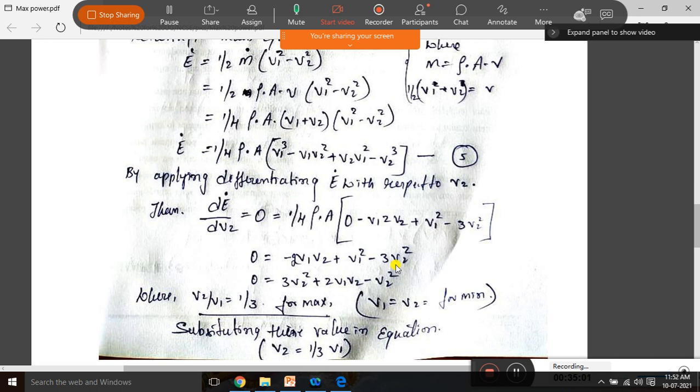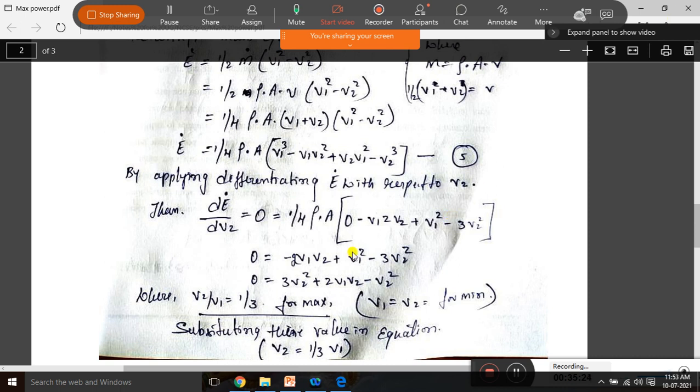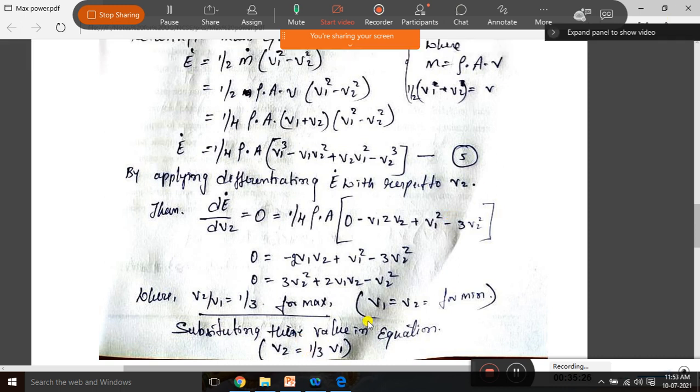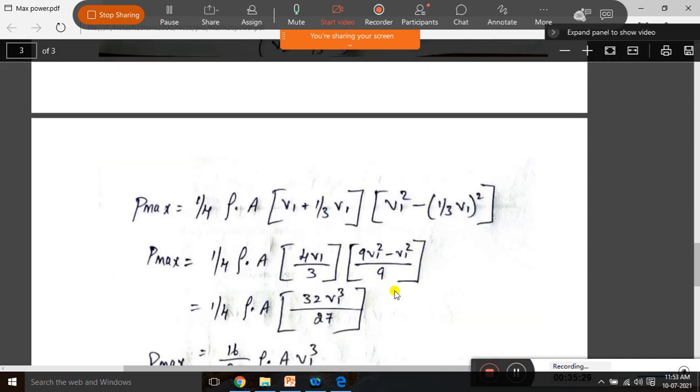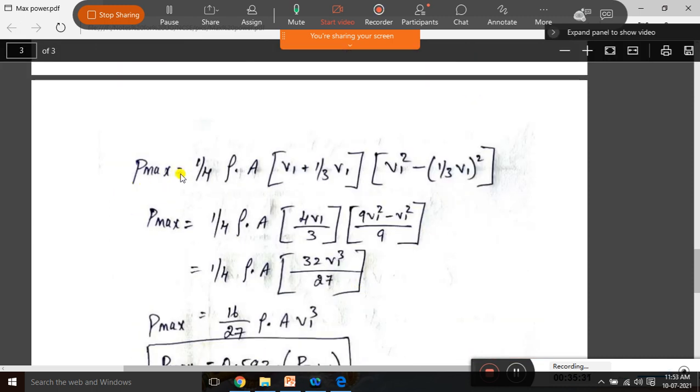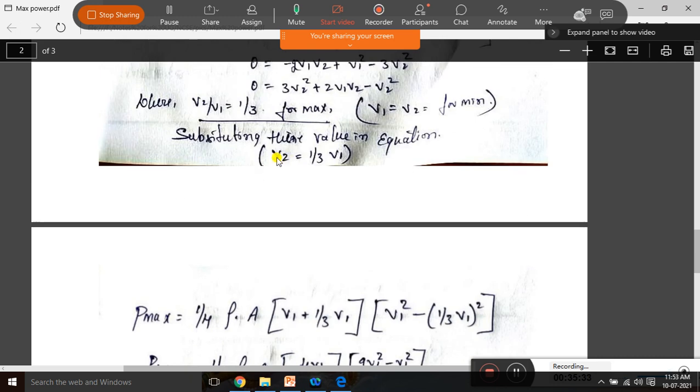And for the maximum, the ratio V2 by V1 is always 1 by 3. So V1 equal to V2 is for the minimum, and for the maximum, V2 is equal to V1 by 3. If V2 is equal to 1 by 3 of V1, then it is the maximum condition. If V1 is equal to V2, we get the minimum power. Okay, so now substituting V2 equal to 1 by 3 of V1 in the above equation for the maximum, P maximum, that is power maximum. So power is maximum when V2 is equal to 1 by 3 of V1.